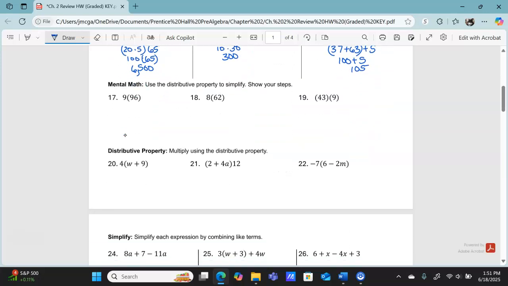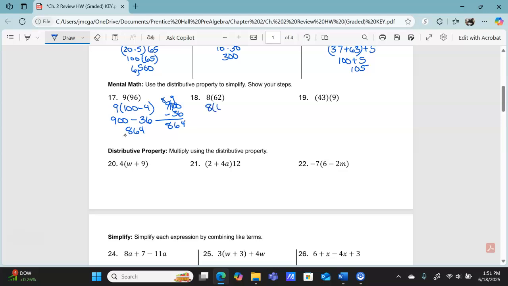Here we're going to use the distributive property kind of backwards. I'm going to write 96 as 100 minus 4. So that would be 900. 9 times 4 is 36. So I get 900 minus 36. I don't know if you need to do this longhand, but we're going to have 4, 6, 864.